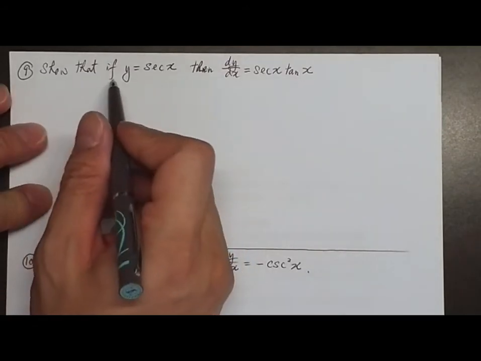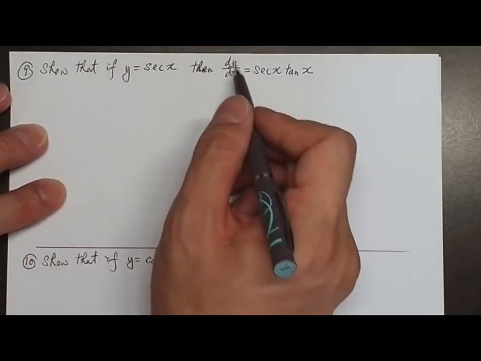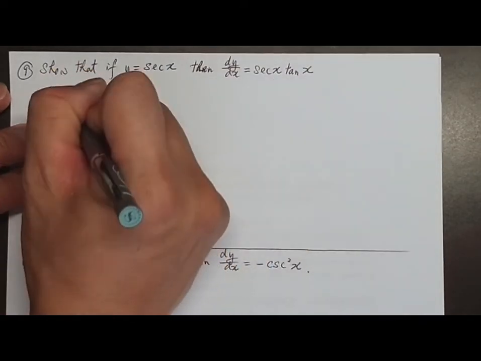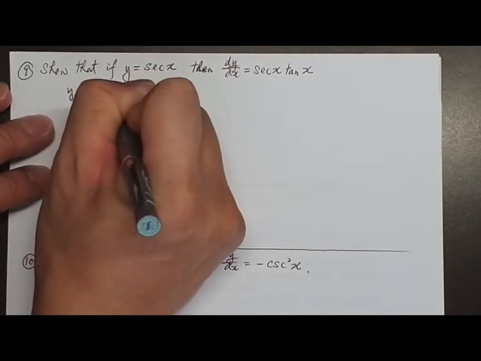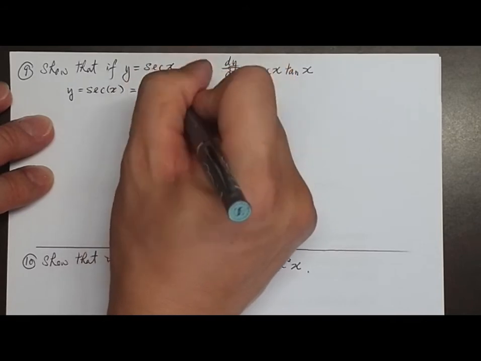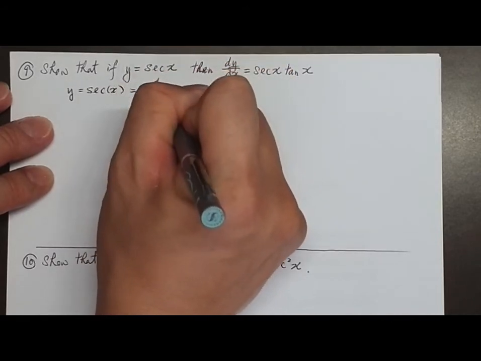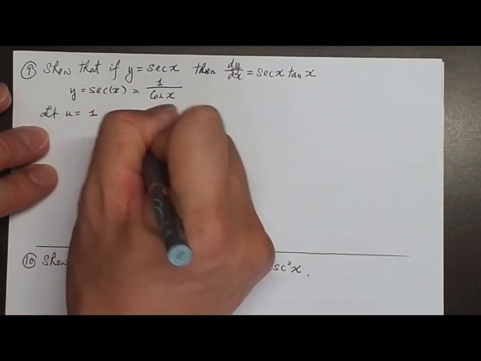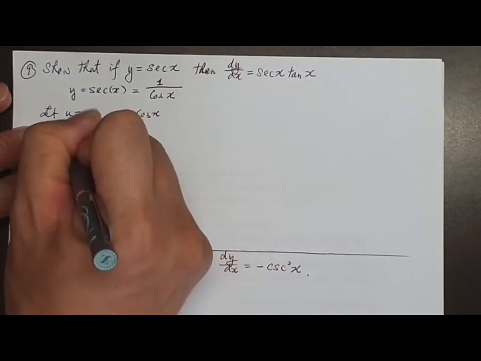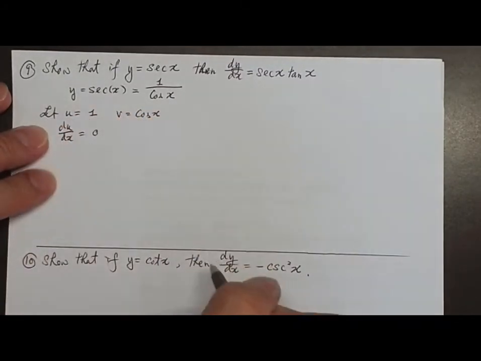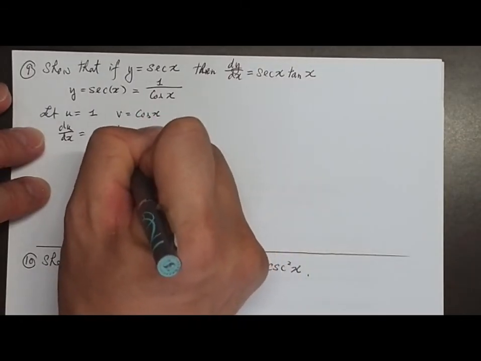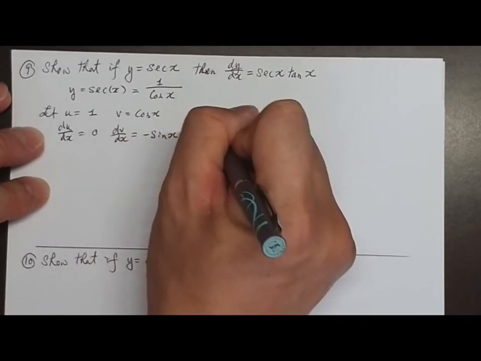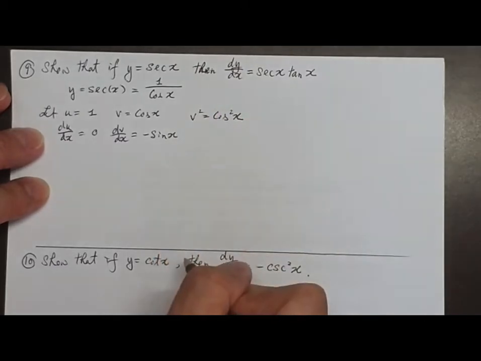Question number 9. Show that if y equals secant x, then dy/dx equals secant x tangent x. It's a proof question. So if y equals secant x, that means y equals 1 over cosine x. And we let u equal 1 and v equal cosine x. du/dx is equal to 0 and dv/dx is equal to minus sine x. Of course, v squared is equal to cosine squared x.